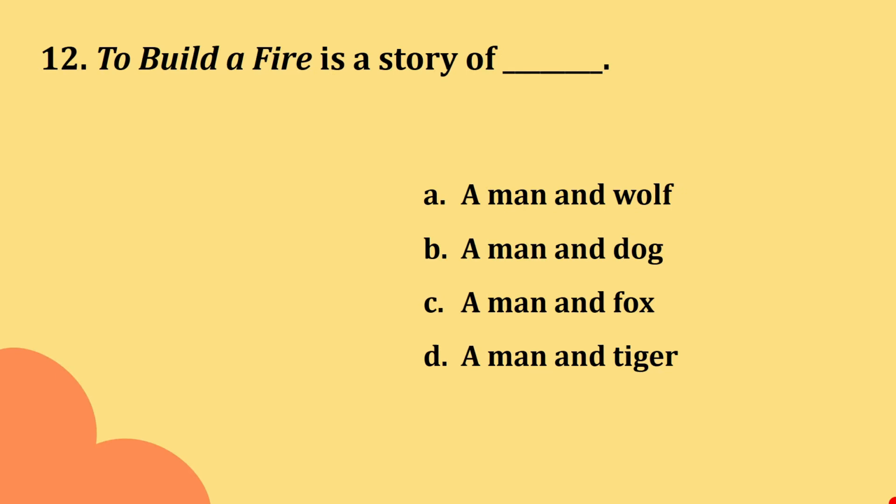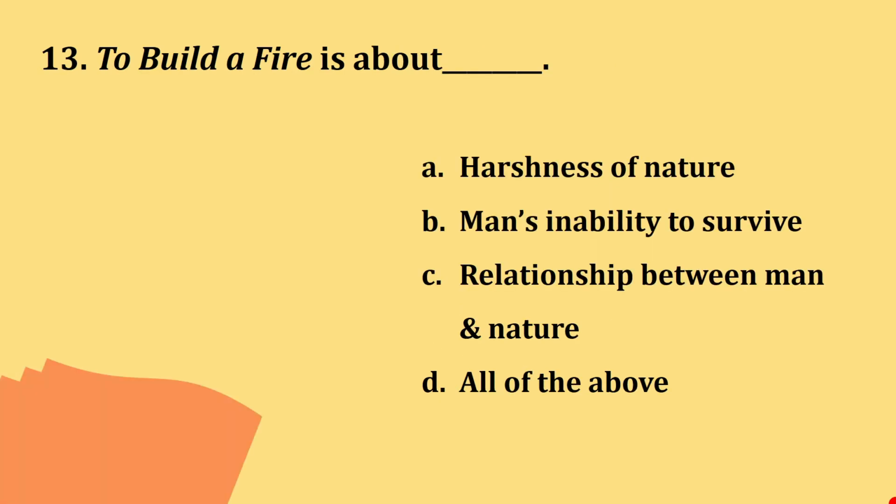Number 12, To Build a Fire is a story of A, a man and wolf, B, a man and dog, C, a man and fox, D, a man and tiger. And the correct option is B, it is a story of a man and his dog.